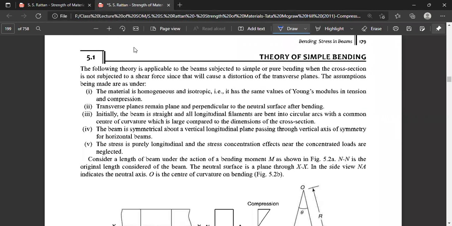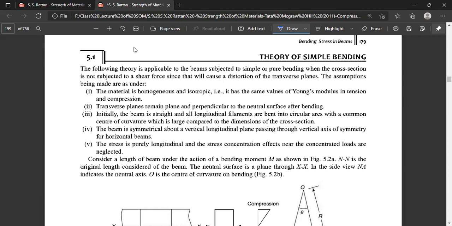The following theory is applicable to a beam subjected to simple or pure bending, when the cross section is not subjected to shear force, since shear will cause a distortion of the transverse plane. Now, there are a few theories of simple bending.